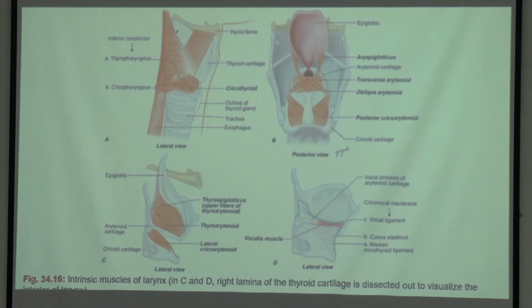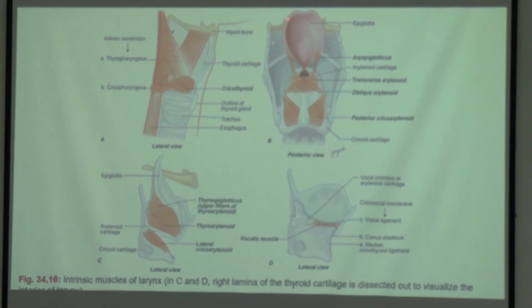Now, this is a view from the posterior side. This is a very good picture. This is the epiglottis. This is the muscle. One muscle we can find is taking origin from the posterior lamina of the cricoid cartilage and attached to the muscular process. This is called the posterior cricoarytenoid muscle. When this muscle contracts, there is enlargement of the area in between the two vocal folds, which is called abduction.